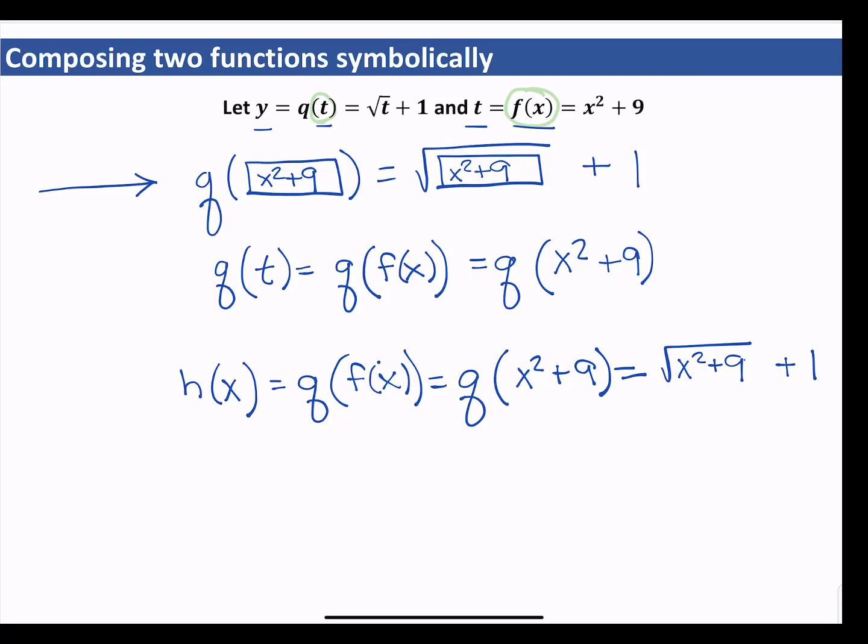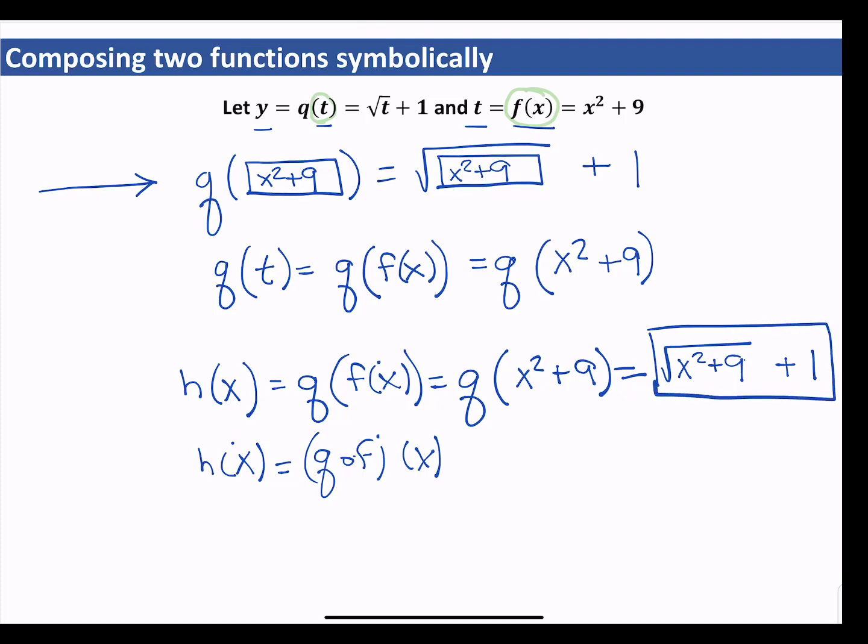And we could write our notation this way, or we could also see it as h of x equals q circle f of x. But ultimately, it would still equal the square root of x squared plus 9 plus 1. We sometimes call f the inner function and q the outer function.